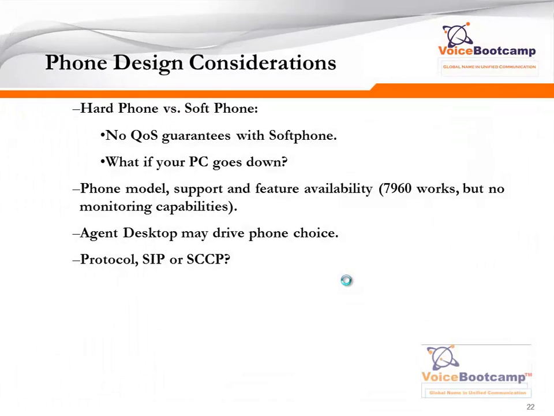Phone design consideration: hard phone versus soft phone. There is no QoS guarantee with a soft phone. What if your home PC goes down? Also, phone model support and feature availability matter, such as the 7960 works, but monitoring capability is not available. Agent desktop may drive phone choices. For example, if I am an agent using my PC most of the time, then I have a choice to either use a soft phone or a physical phone. And the protocol used by the phone is either SIP or Skinny.